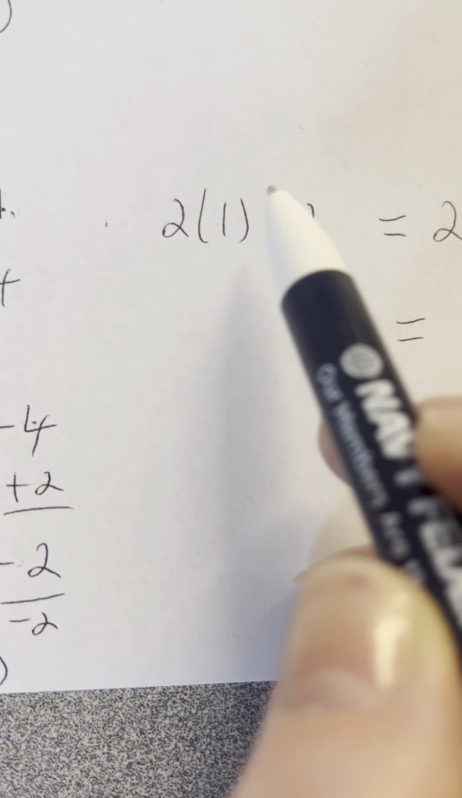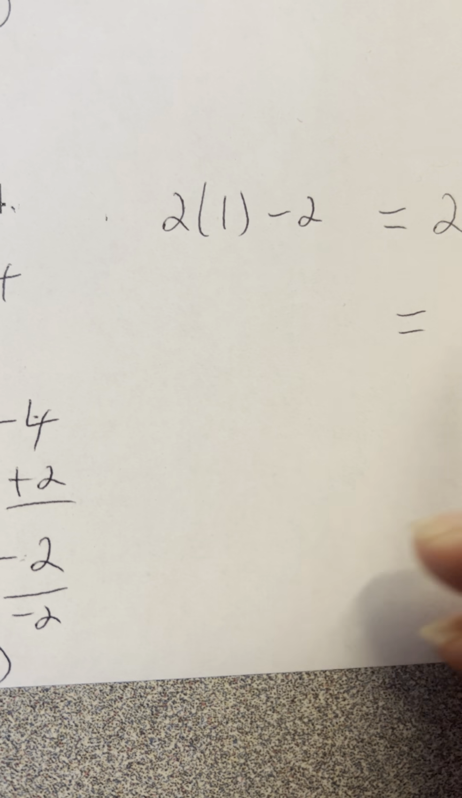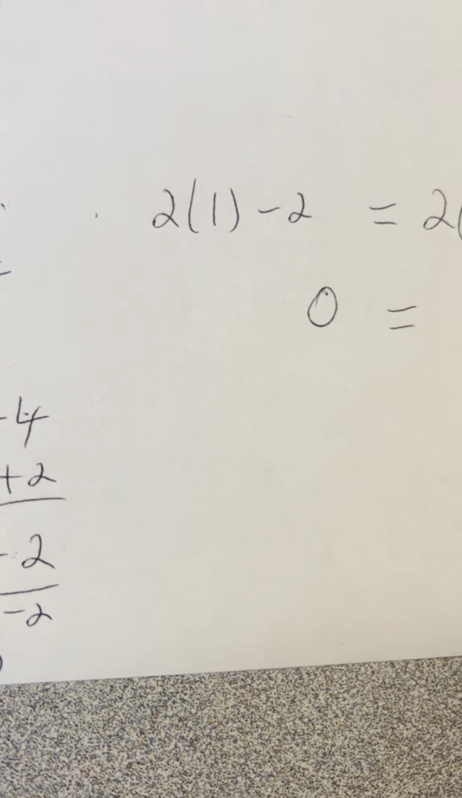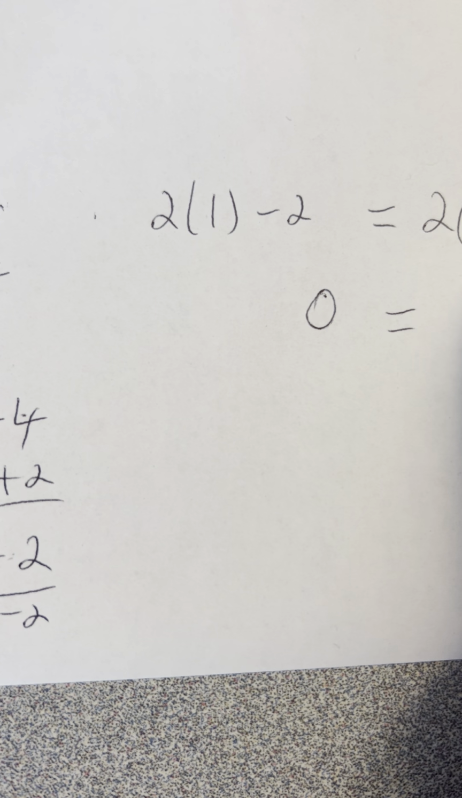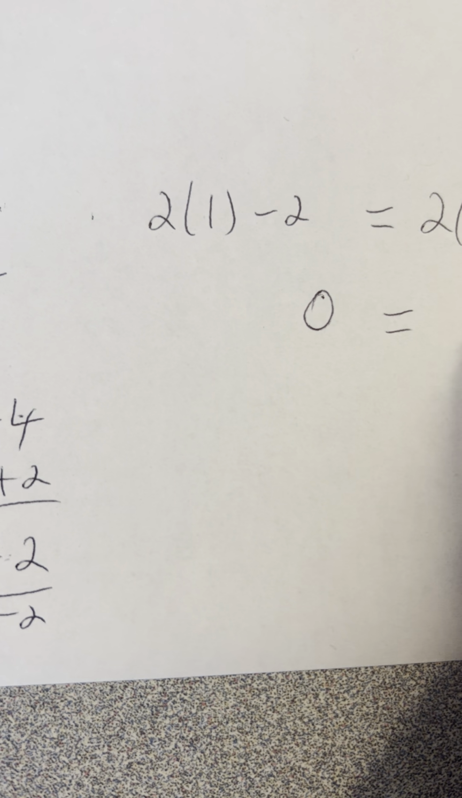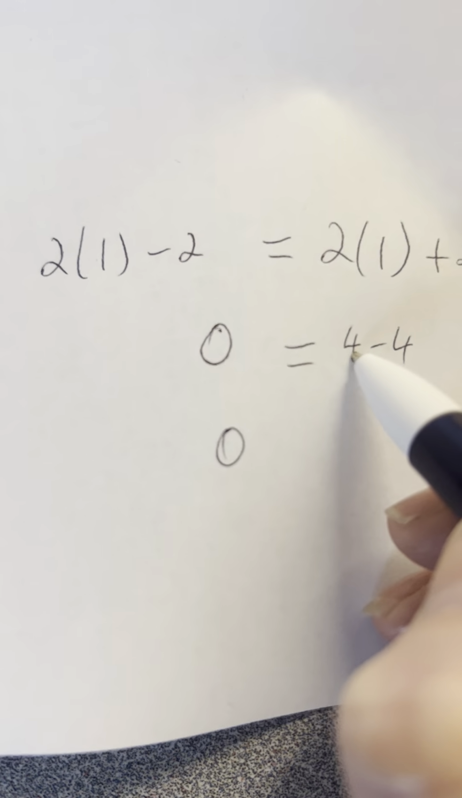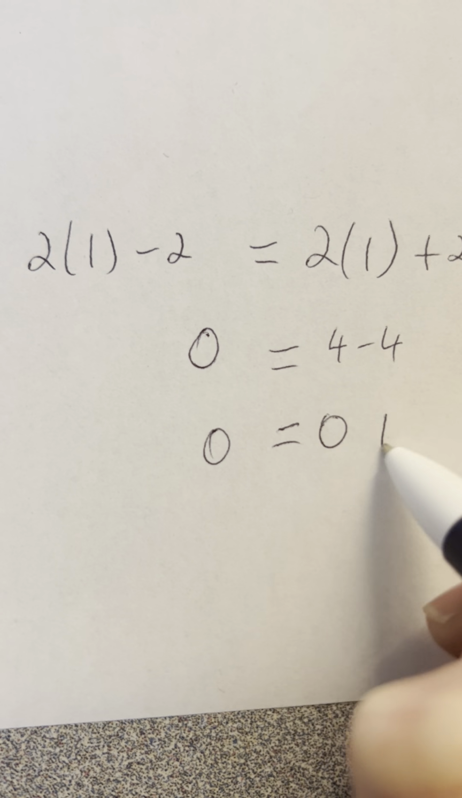And 2 minus 2, obviously 0. And on this side, 2 times 1 is just 2, and 2 times 1 is also 2, so you would have 4 minus 4. So 0 equals 0, and that's correct.